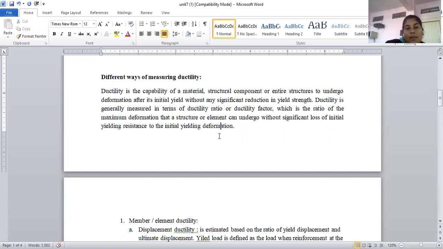Write down. Ductility is the capacity of a material, structural component, or entire structure to undergo deformation after its initial yield, without any significant reduction in yield strength. Full stop.